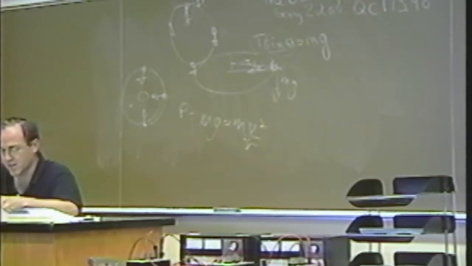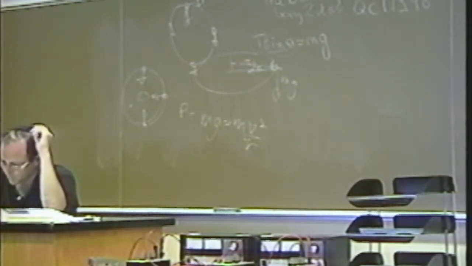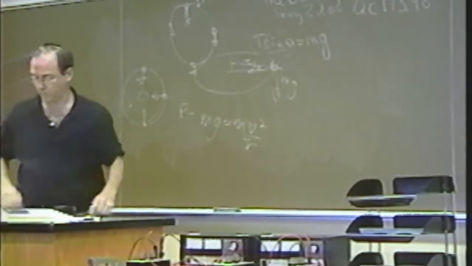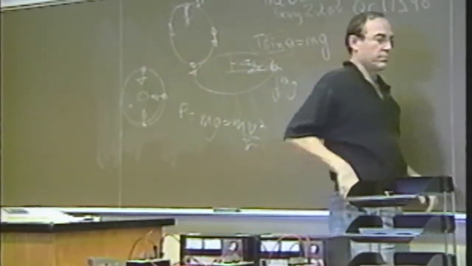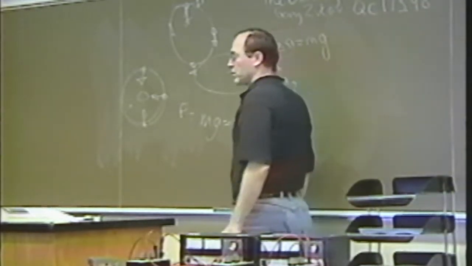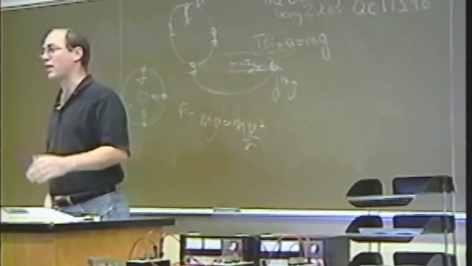Okay. Example 5.7. Okay, take a look at it for a moment and then we'll go over it. Okay, what is the situation? You have something moving, a car moving around in a circle, on a circular part of a track.